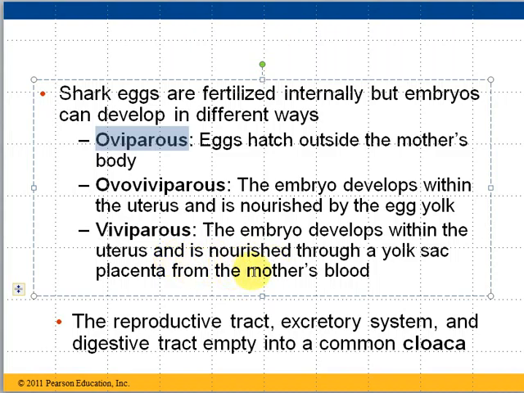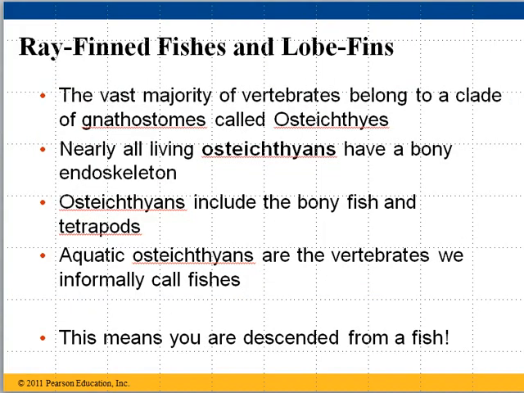The reproductive tract, excretory system, and digestive tract empty into one common opening called a cloaca, very similar to a bird that has one single opening for all of the various organs, reproductive tract and excretory and urinary system. So all of that is one single opening to the outside world called a cloaca. So the chondrichthyans were the sharks and rays and those guys.